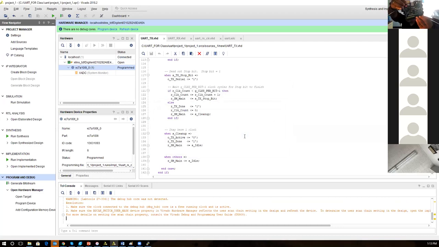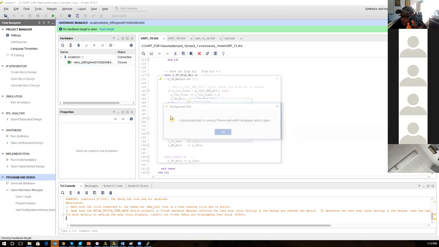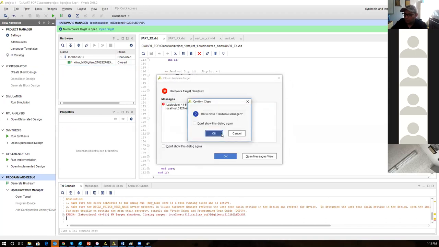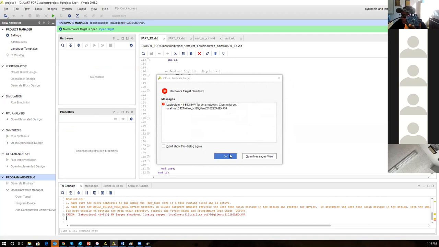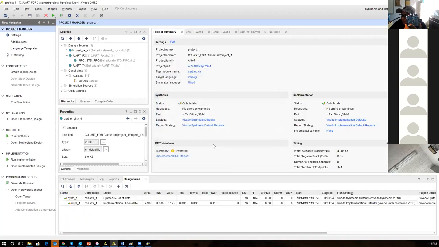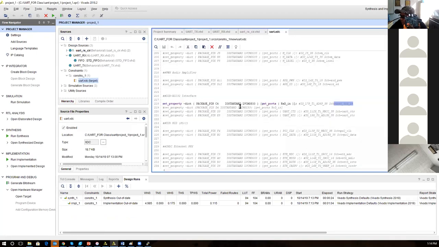I have a bunch of switches and I'm not sure which one is which. So I have to check my XDC to see what is happening, because I don't remember this. Oh, the board turned off. Anyways, that's fine. We'll go into the constraint XDC file.